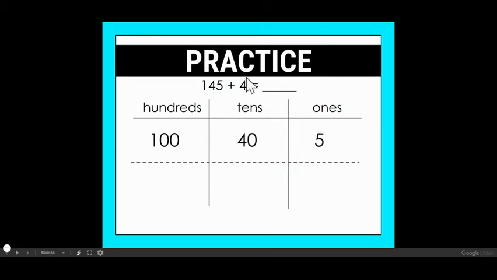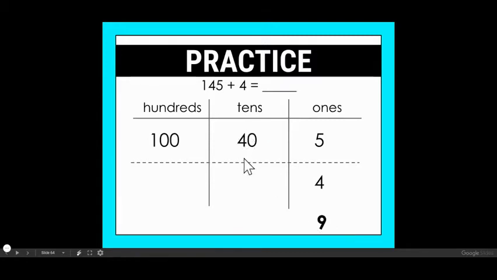So now I'm going to go to my second addend. My second addend is just 4. And remember, I put that below the dotted lines. So I know this is 4 ones. So I'm going to put it in my ones place value. Next, I need to add together all of my ones. So I have 5 ones plus 4 ones. I know that is equal to 9.